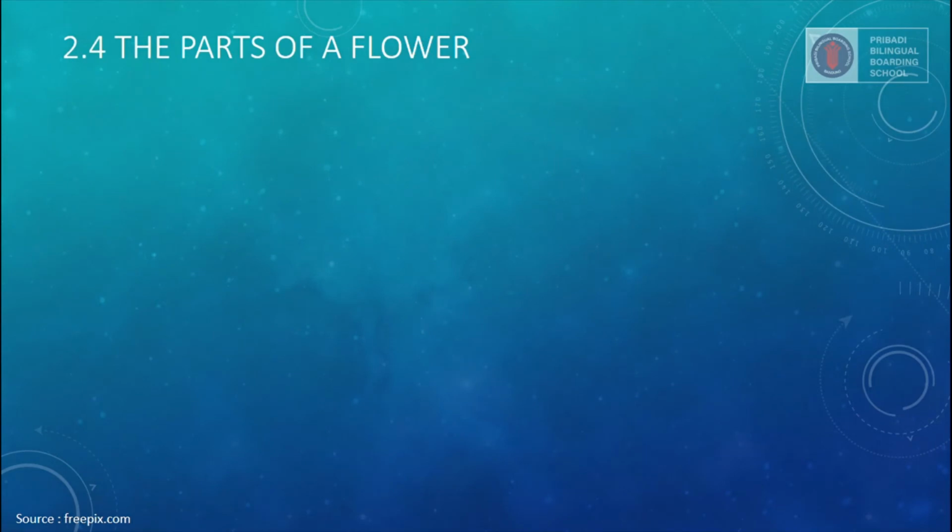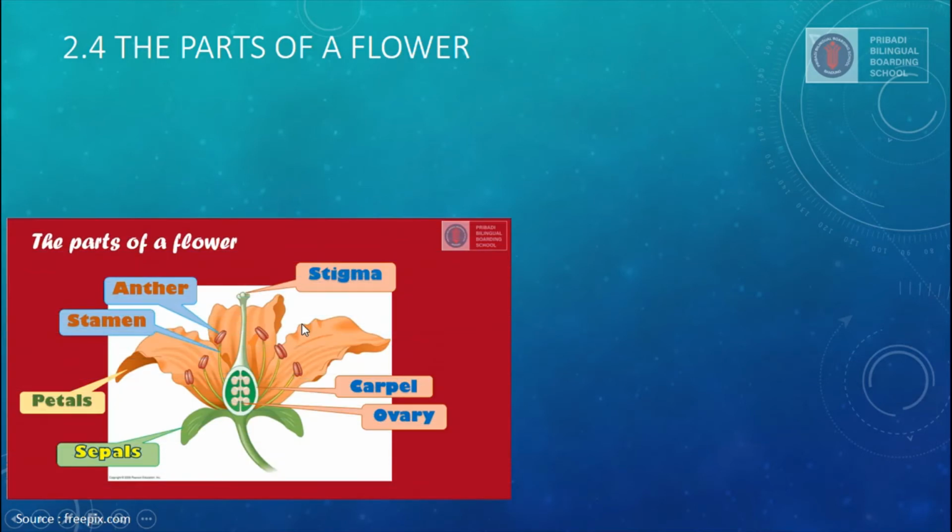The next is the parts of a flower. This is my favorite. So there are some important parts of the flower. There are four main important parts of a flower. These parts of the flower are arranged in circles from inside to outside.